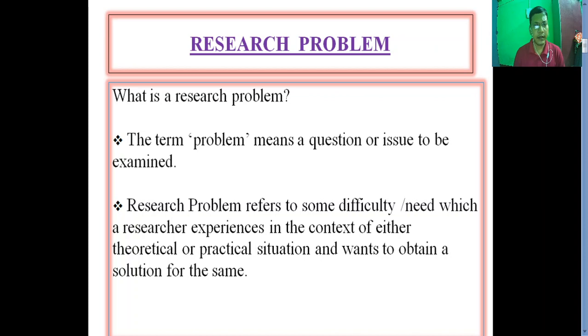So, what is a research problem? The term problem means a question or issue to be examined. A research problem refers to some difficulty or need which a researcher experiences in the context of either a theoretical or practical situation and wants to obtain a solution for the same. So every researcher is mainly engaged in finding the solution of a problem. So a research problem is a question or issue to be examined and to find out the solution of it.